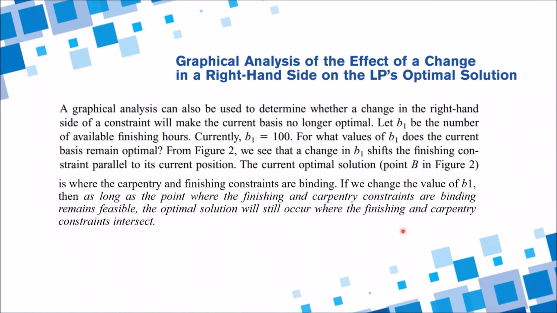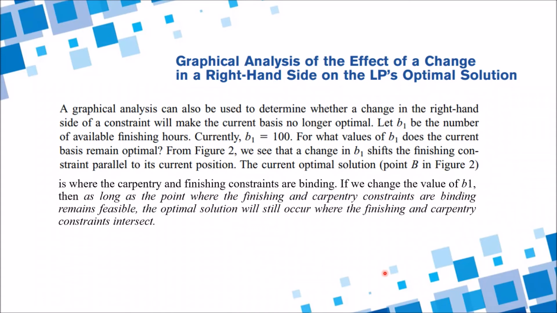Moving forward, what if we do the graphical sensitivity analysis for the change in the right hand side of the linear programming solution? Then the graphical analysis can be used to determine whether changing the right hand side of the constraint will make your current basis no longer optimal, or will keep it optimal.